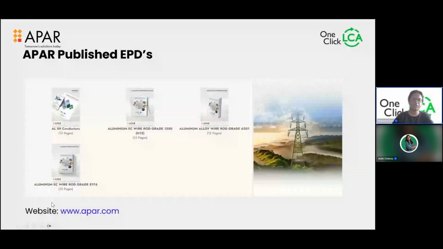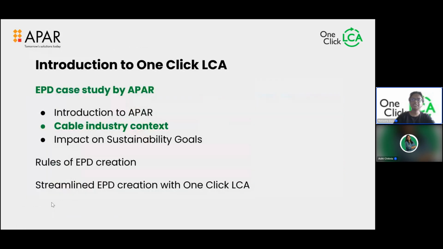Right. So APAR has successfully submitted, verified and published four products. They have the AL59 conductors. They have aluminum wire rod grade of 1350. You can find all of these EPDs, which are publicly declared, on EPD Hub as well as on apar.com. Okay. The next topic that we will be talking about is cable industry context.